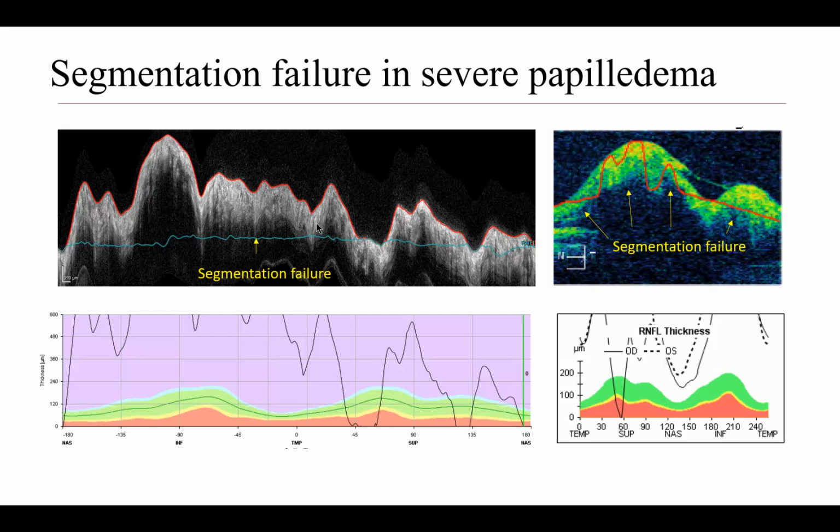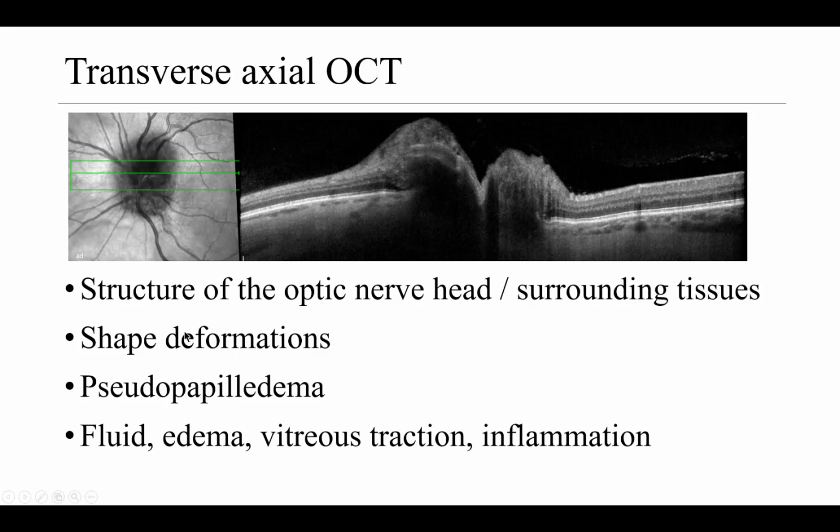Notwithstanding these limitations, the RNFL and the ganglion cell layer are powerful tools that can greatly supplement the exam and the visual fields and still represent the principal tool in evaluating a variety of optic neuropathies. What is less commonly appreciated is how the qualitative assessment can provide additional information. So let's start with the transverse axial.